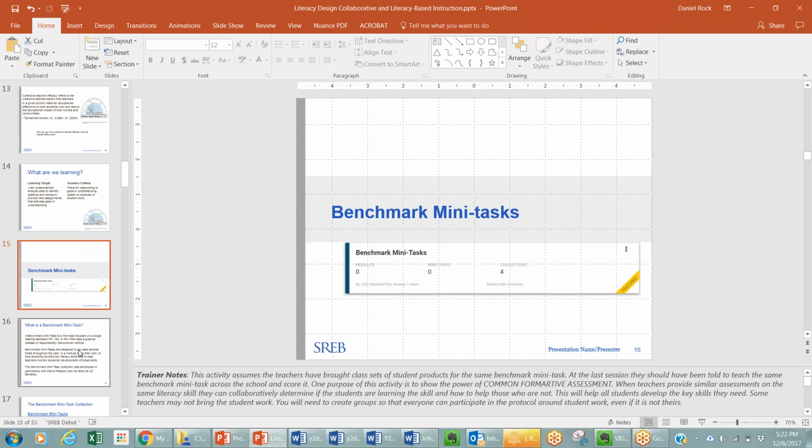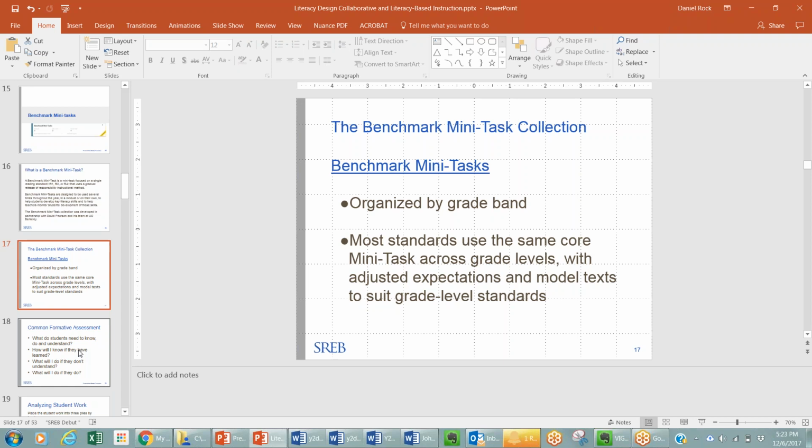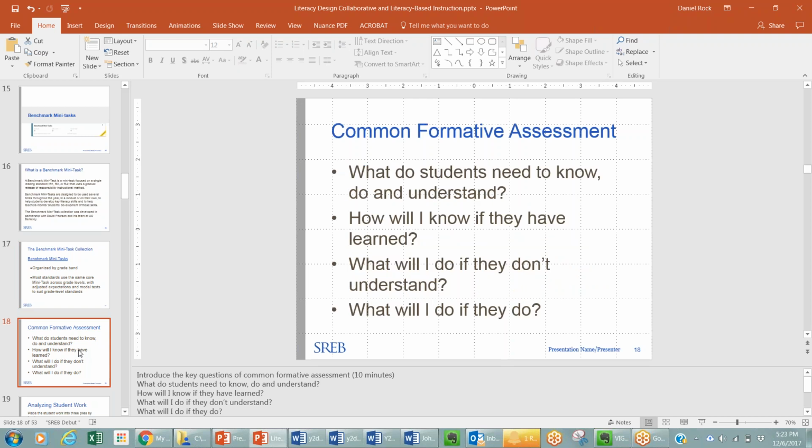So we're going to do a review of what the benchmark mini tasks are. And that's what these are. I don't know how much you need to go into this. This is just a way of saying review benchmark mini tasks, what they were, what they are. And then what is the power of these mini tasks? What we asked them to do, hopefully last time, was to teach the same mini task for your content area. Because what that's going to allow you as teachers to do is common formative assessment.